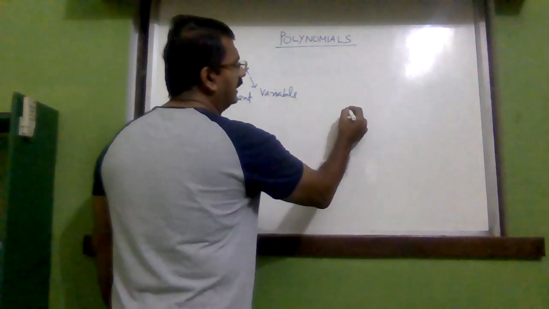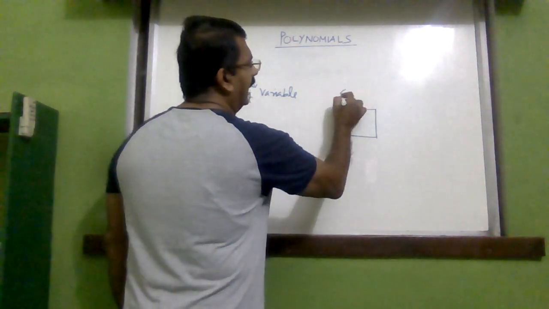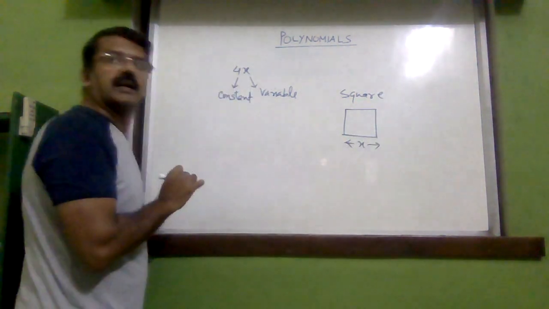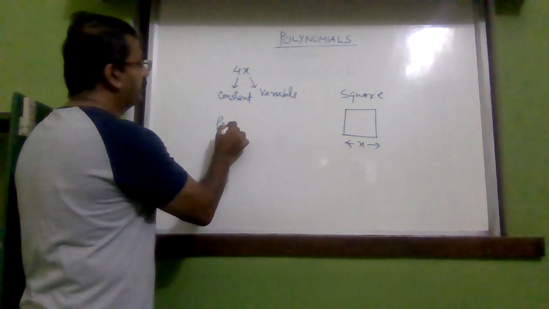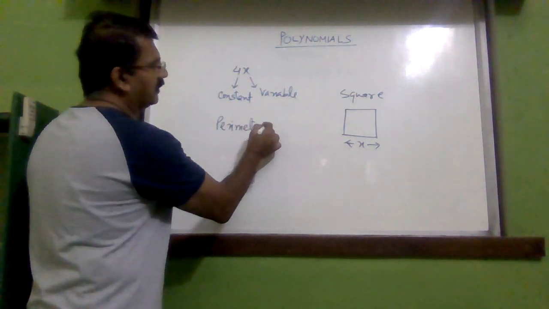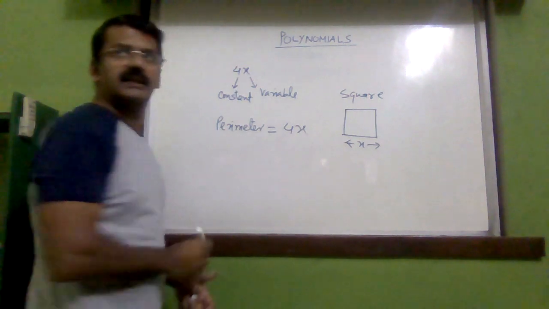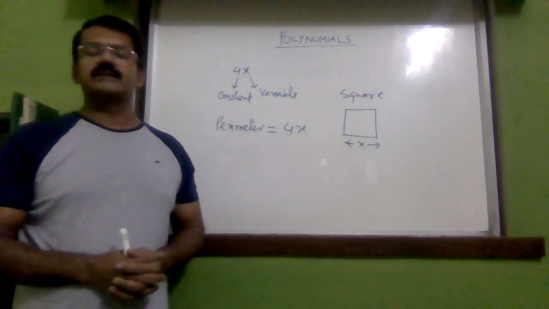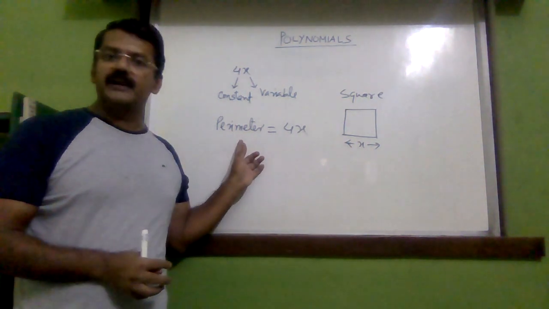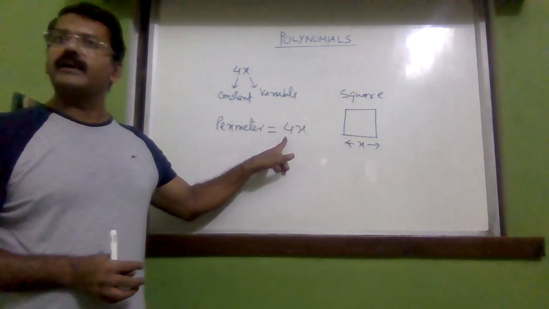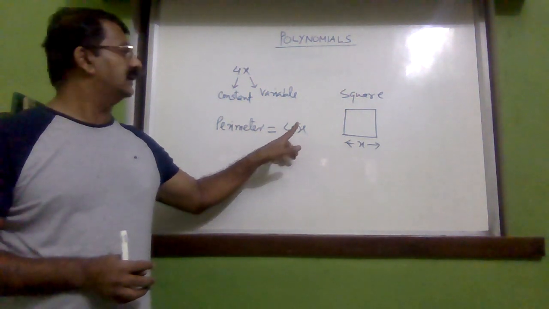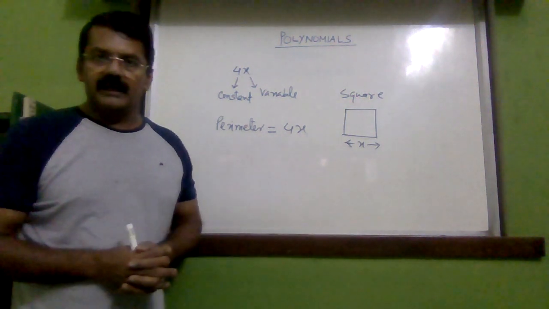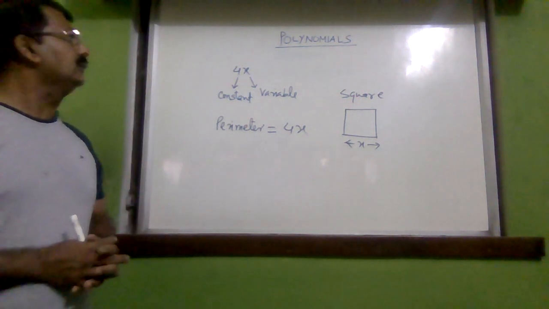there is a square and the side of the square is x. Now you know that perimeter of the square will be 4x. Now as we change the side of the square, that is the value of x, we will get different values for the perimeter. This 4 remains the same, so this is the constant part and x is the variable part which can have any value. I hope it is clear to all of you.